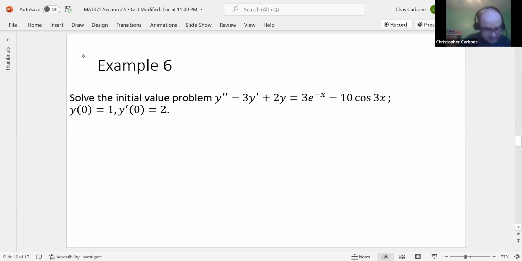For example 6, I want to solve the initial value problem, y double prime minus 3y prime plus 2y is equal to 3e to the negative x minus 10 times the cosine of 3x, with y of 0 being 1, y prime of 0 being 2. So for the complementary function, we need to solve our characteristic equation. This being r squared minus 3r plus 2 is equal to 0. And this factors nicely to give us solutions, r sub 1 being 1 and r sub 2 being 2.